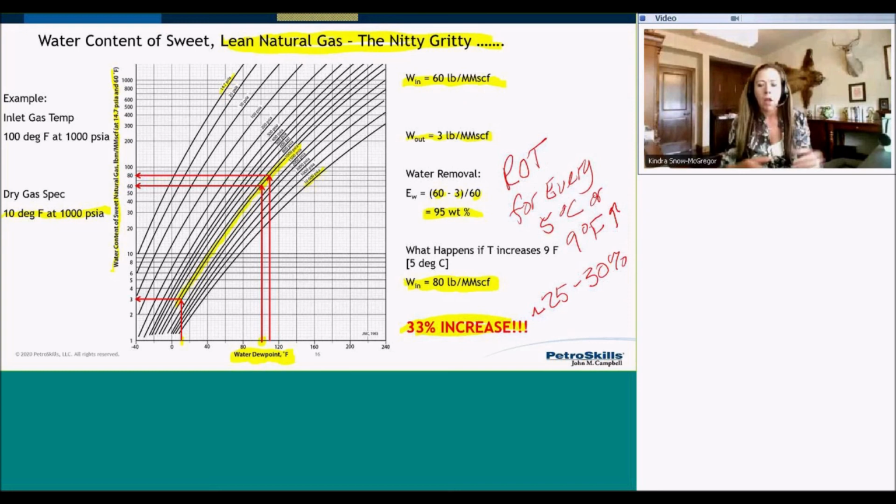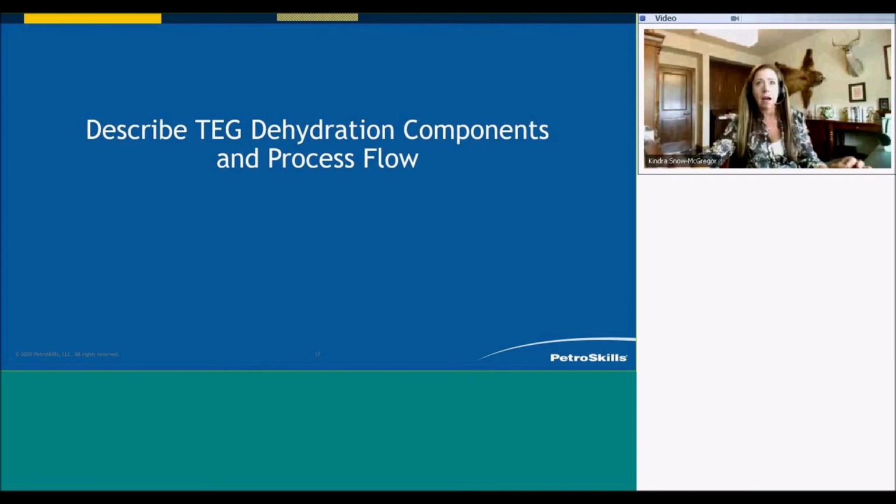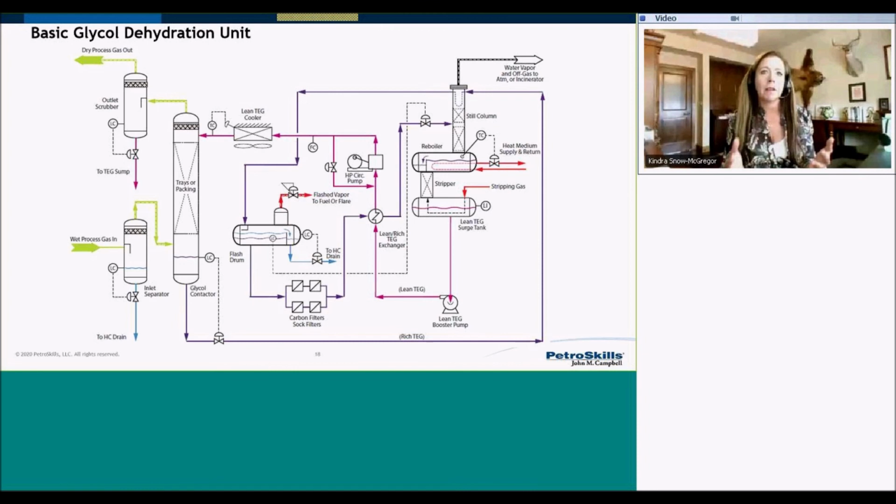With that said, let's take a look at our TEG dehydration components and process flow. When I go through this flow sheet, I'm going to do this at a pretty high level, because after we get done talking about the flow sheet, we're going to take a look at all the various pieces of equipment and talk about their key performance parameters. I'm going to start on the inlet.